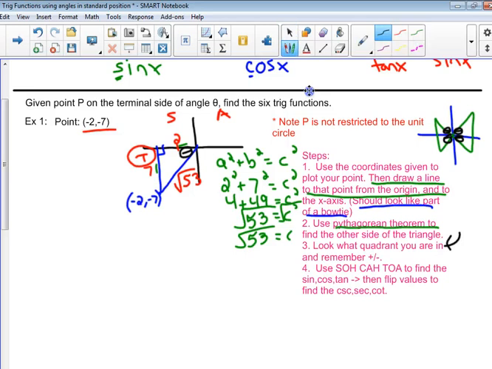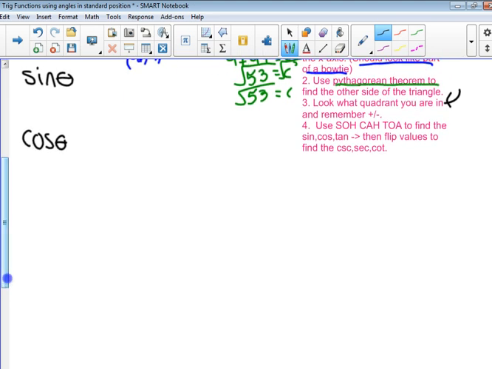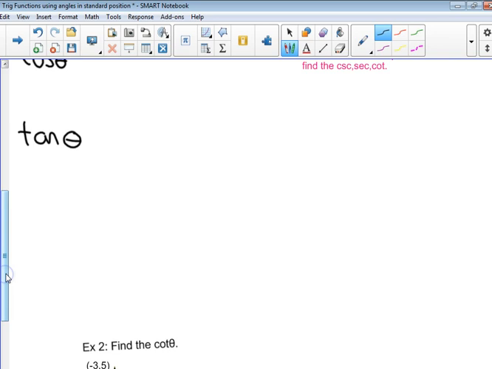What we're going to be doing, when they say anything about 6 trig functions, what they're talking about is you actually finding the sine, the cosine, the tangent, and all those new ones we know: the cosecant, the secant, and the cotangent. Those are going to be our 6 trig functions.